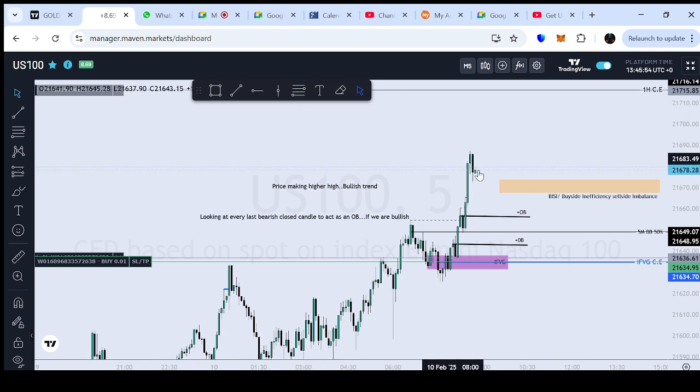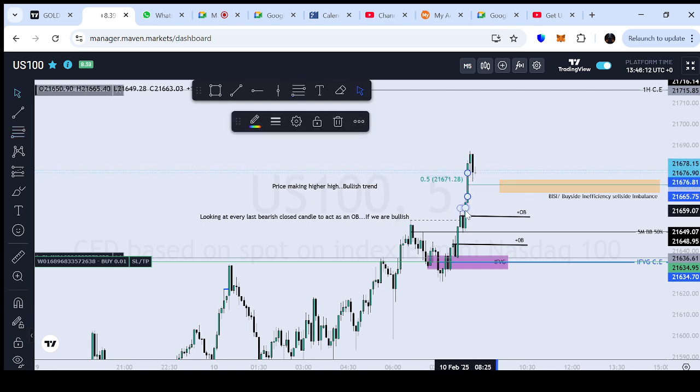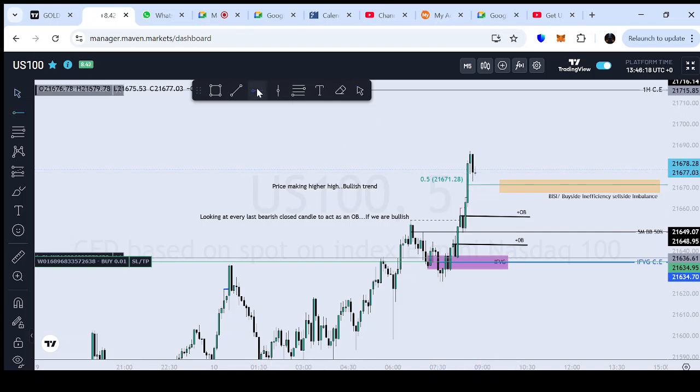To get the 50%, use your Fibonacci. You anchor from the high of the candle that created the fair value gap. This is the bullish candle there. You anchor from the low of it to the high of this first candle here, the bullish candle. The 50% is here, the consequent encroachment.